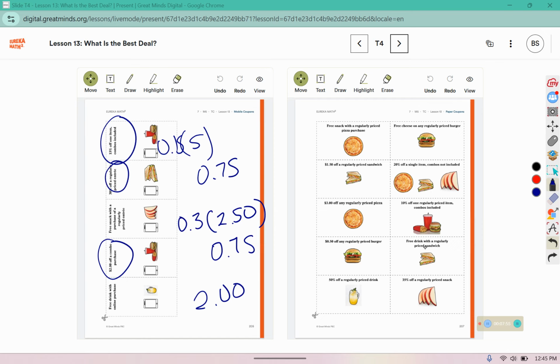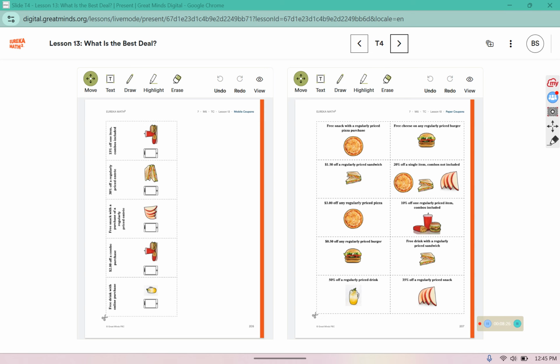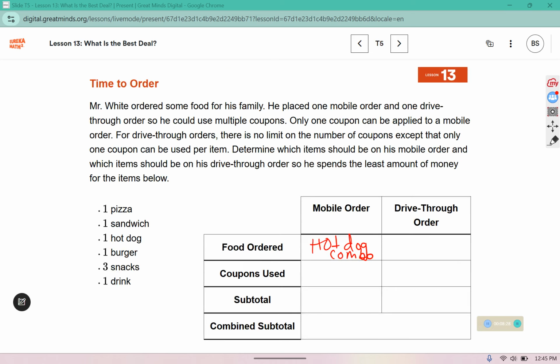Are there any specifically for a hot dog over here? No, but there's a 10% off a combo. But we already tried the 15% off the combo and we saw that the $2 off the combo purchase was a better deal. So we don't want that one. And 30% off of it would be better than 20% off of a single item. So we're probably going to put our hot dog combo in our mobile order and use the $2 off coupon.